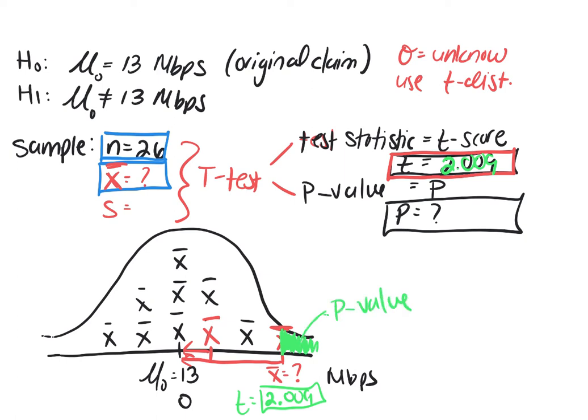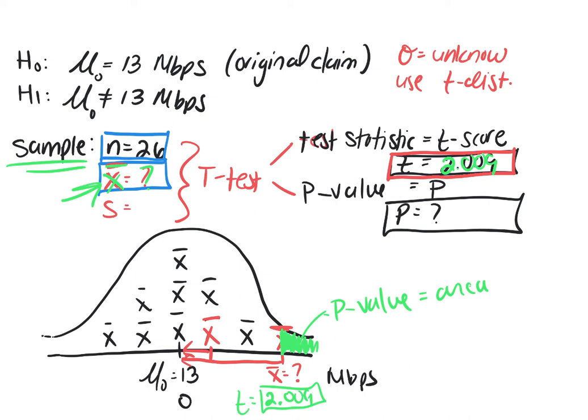A p-value is a probability. It is an area under the curve that tells us how likely, so what is the probability that we would get some x bar value in our sample that is at least as extreme as the one that we got. And the one that we got has a test statistic of 2.009. So the question becomes, what is the probability that we would get this specific sample mean or some value larger than that?